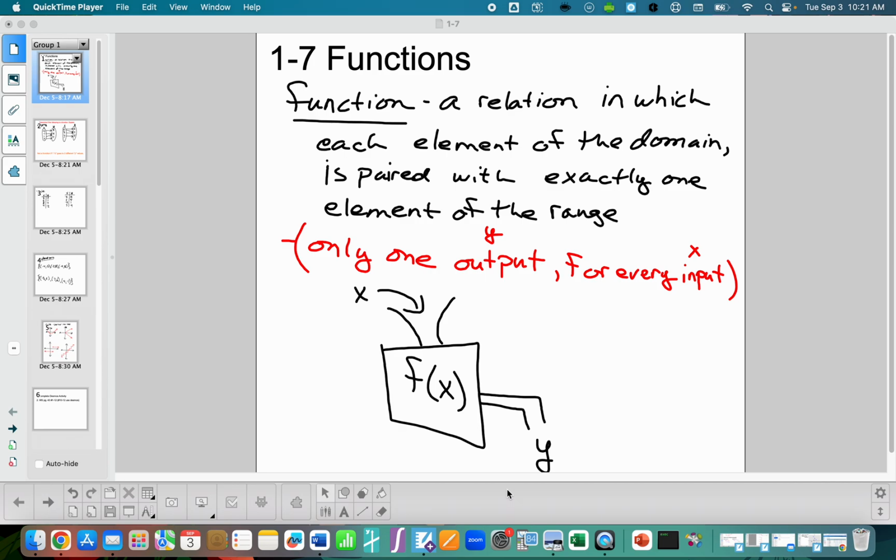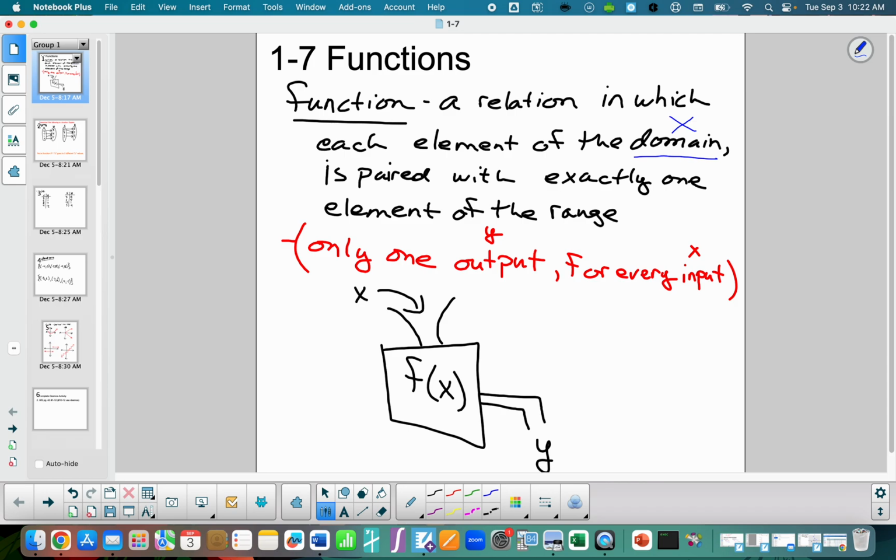1.7, we're going to want to get this definition down. A function is a relation in which each element of the domain is paired with exactly one element of the range. So in other words, there's only one output for every input. The way I think of it is a function does something to a number. So when you plug in an x, which is the domain, domains are x's. Remember, range we talked about is y's. When you plug in one number x into a function, and a function just does something to a number, you get one number back. You can't plug in one x and get two different y values or two different outputs.